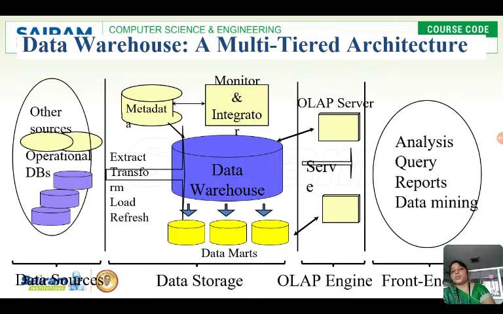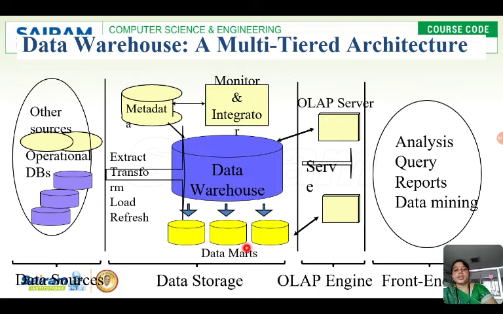In tier 1, or the bottom tier, we have operational databases or other data sources from which we collect the data, integrate it, consolidate it, clean it, transform it, and put it in the data warehouse. So the data warehouse is present in the middle tier. This tier can also be called data storage.